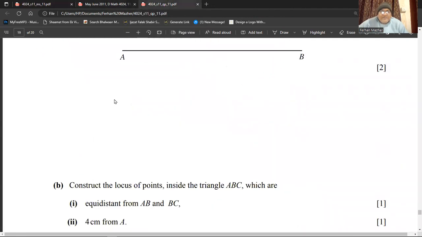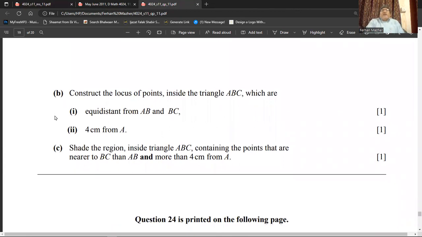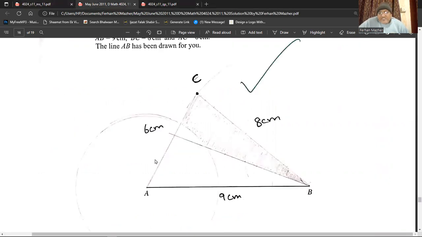Then they ask me, construct the locus of the points inside the triangle ABC which are equidistant from AB and BC. So that means the angle bisector of AB and BC. So from here, put your compass here, put an arc here, put marks on both the arms of that angle. Then put your compass on this and put an arc here, and put the compass here and put an arc here. So join this point and this point and you will get a line. That is the angle bisector of AB and BC.